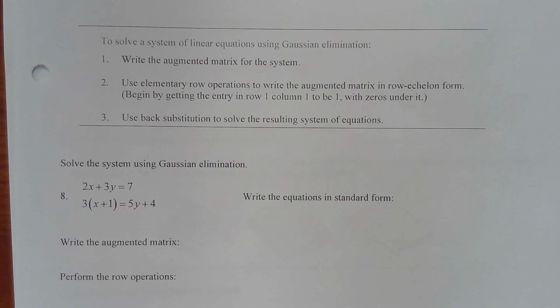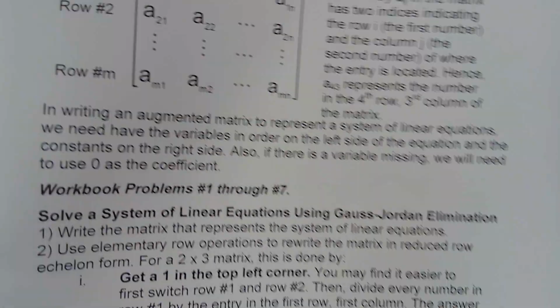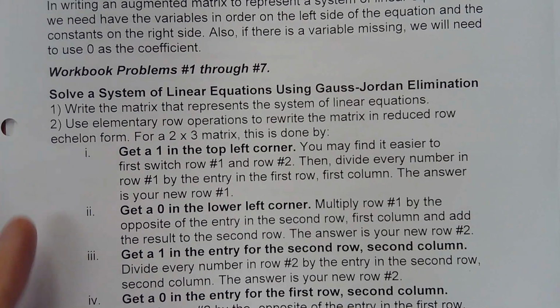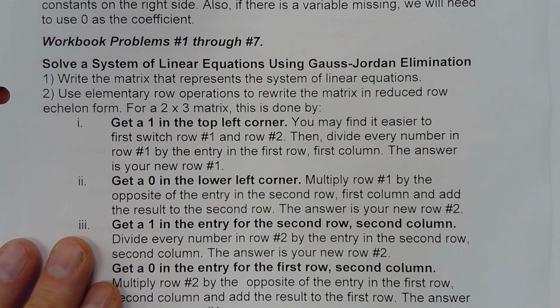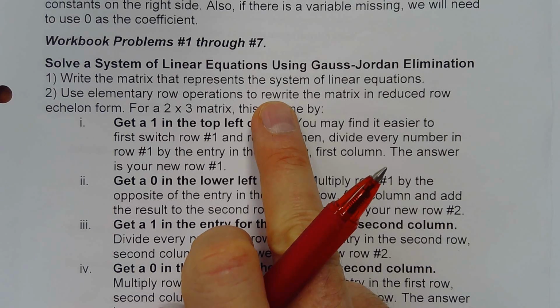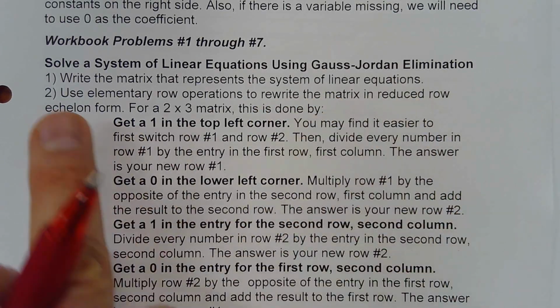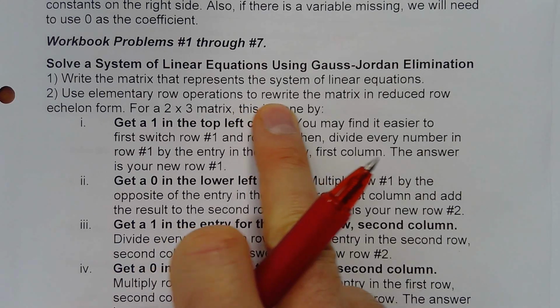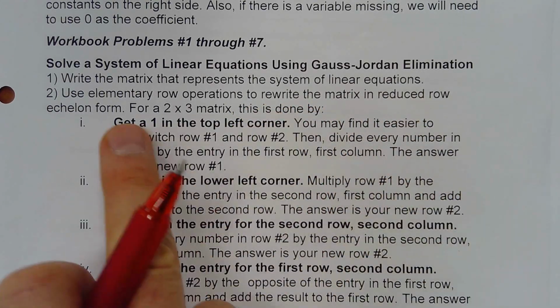Now, if you actually take it a step further and get to reduced row echelon form, that's called Gauss-Jordan elimination. And we'll compare the two. So, let's go back to our handout. Solve the system of linear equations using Gauss-Jordan elimination. Write the matrix that represents the system of linear equations. Use elementary row operations to rewrite the matrix in reduced row echelon form.